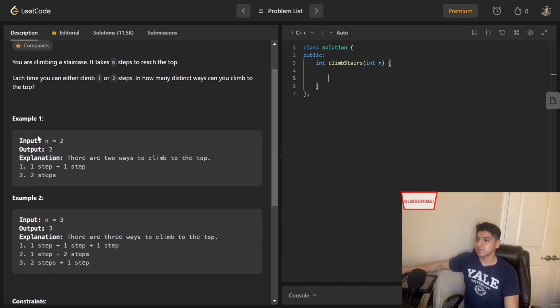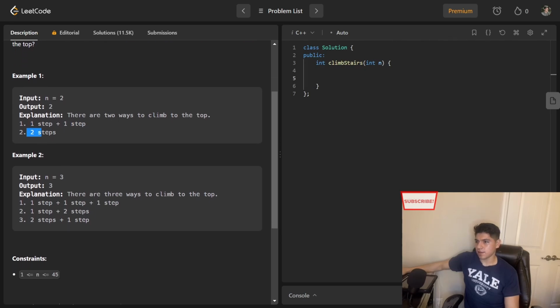And then we're given some examples here. Input n equals 2. It's going to have 2 solutions. It's going to be either 1 plus 1 or 2. Makes sense. And input n equals 3. It's going to have 3 solutions. Either 1 plus 1 plus 1, 1 plus 2, or 2 plus 1.